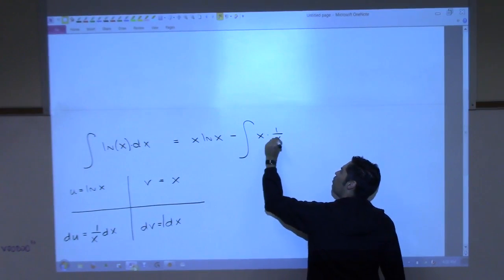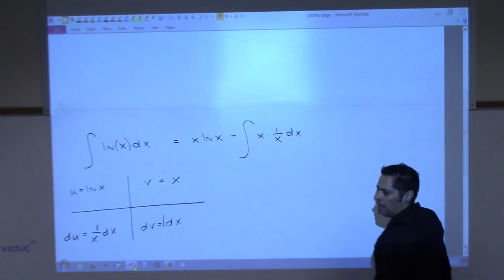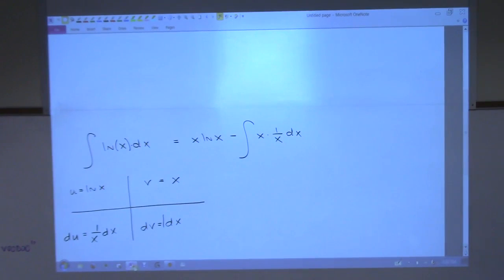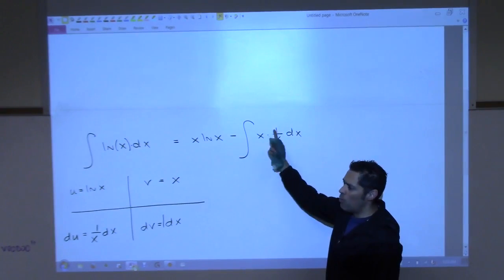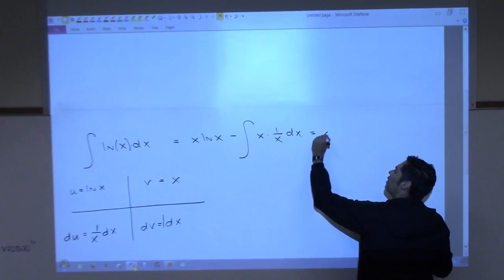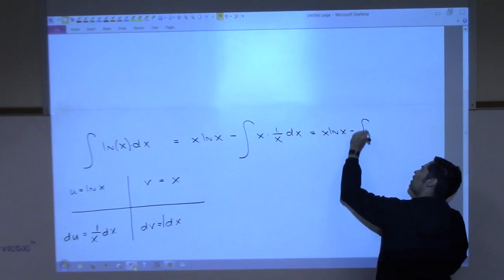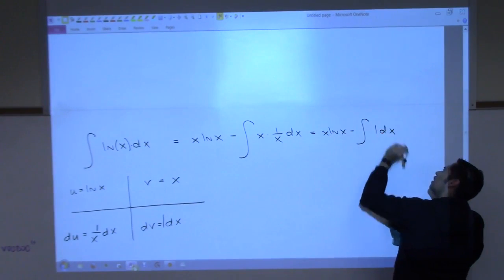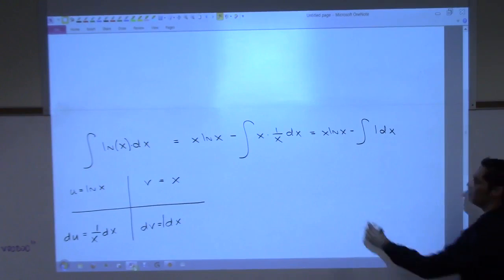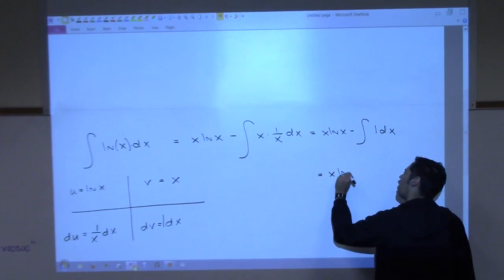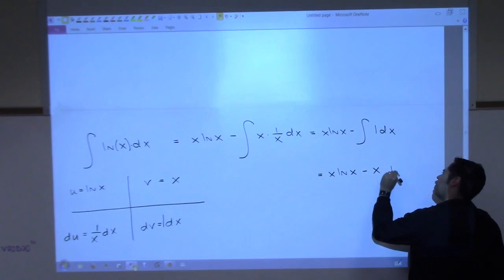x times, I'm going to go 1 over x dx. But what you said would have been right. Everyone agree? And then the 1 over x and the x turn into a 1. So this is really x ln x minus the integral of 1 dx. And Felix, didn't we just take the antiderivative of 1 just a second ago? It was x, right? So this is just x ln x minus x plus c.